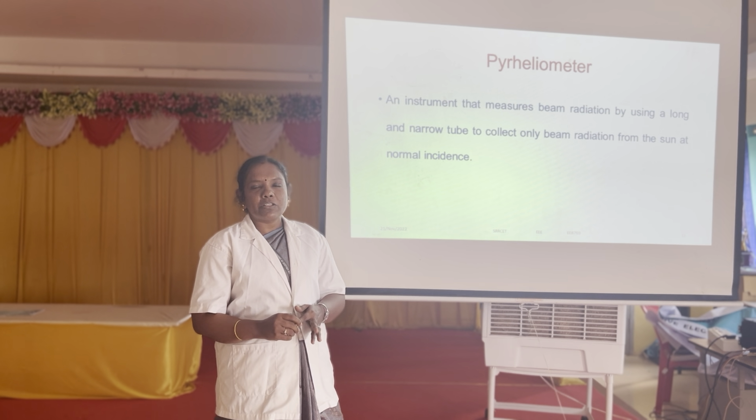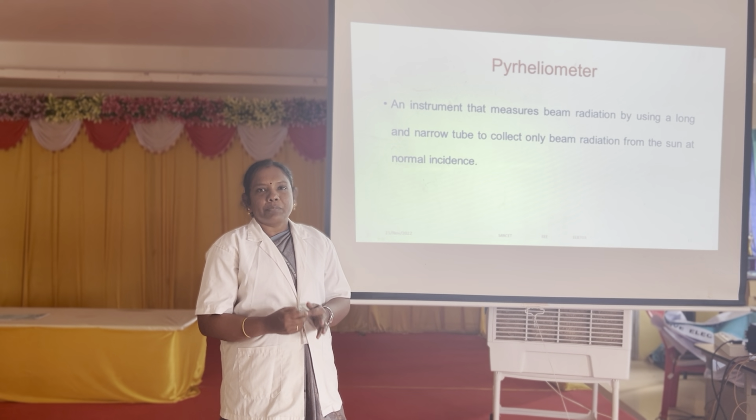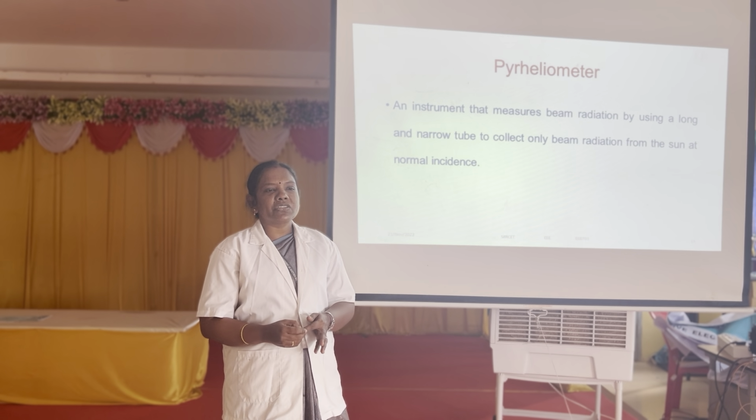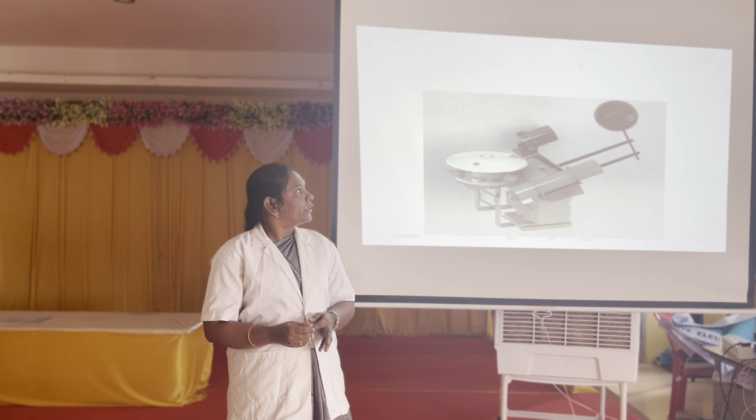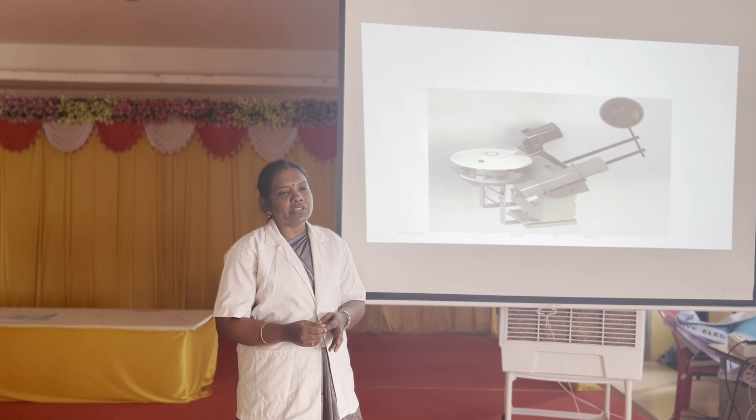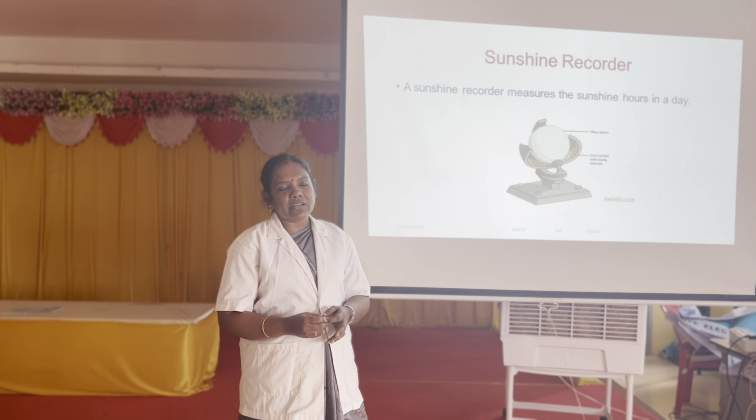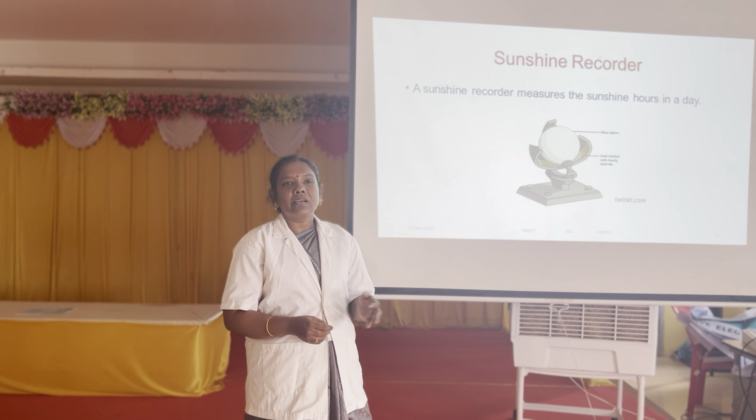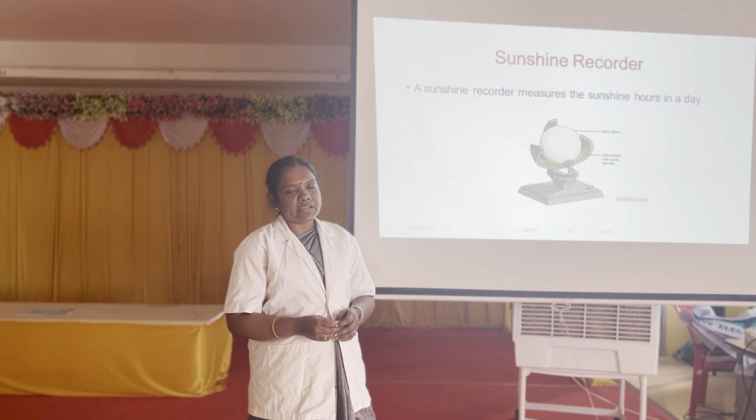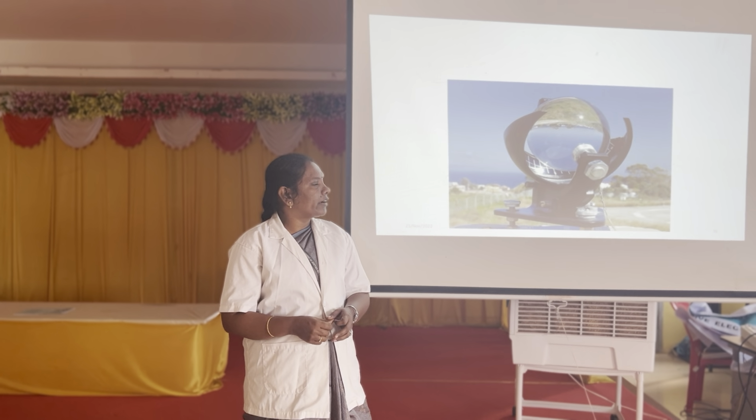Pyroheliometer is also an instrument for measuring solar radiation. It measures beam radiation at a normal incidence. The pictorial representation of pyroheliometer is this one. This is a pictorial representation of sunshine recorder. Sunshine recorder helps us to measure the radiations in hours in a day. This is a practical sunshine recorder.